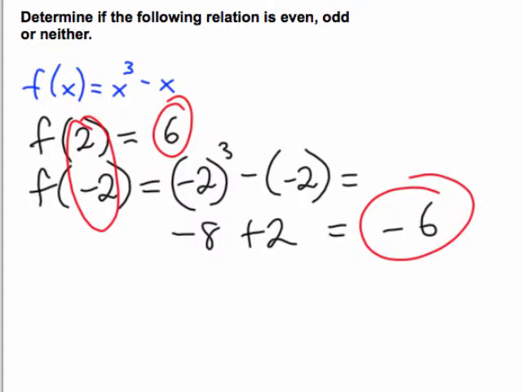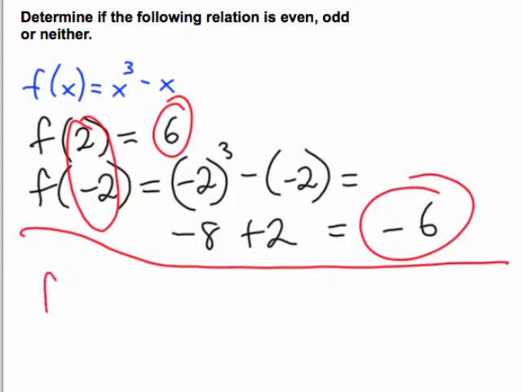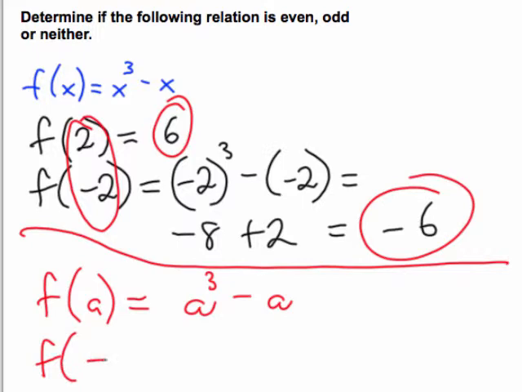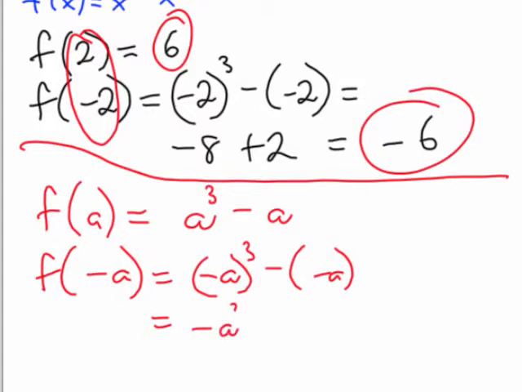But doing a numerical example does not prove that the entire function behaves this way. So what we need to do is take an arbitrary value for x. Let's take x equals a. So f of a we know would be a cubed minus a. If I took the opposite value for x, negative a, and replaced that into the original relation up top, that's going to be negative a cubed plus a, and that can be written as negative a cubed minus a.